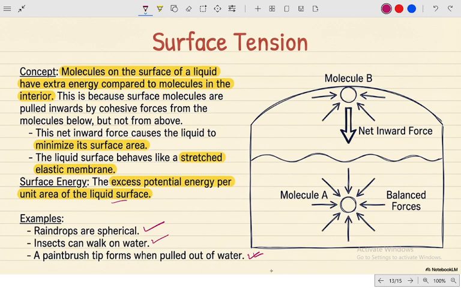What we find is that molecules on the surface of a liquid have extra energy compared to molecules in the interior. This is because surface molecules are pulled inwards by cohesive forces from the molecules below but not from above. The net inward force causes the liquid to minimize its surface area. The liquid surface behaves like a stretched elastic membrane. Surface energy: the excess potential energy per unit area of the liquid surface.